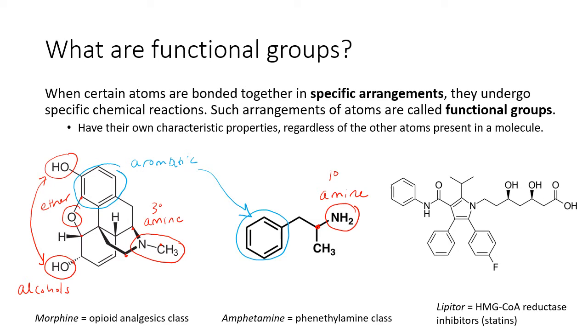And then the one on the far right is Lipitor, which is an HMG-CoA reductase inhibitor, also known as a statin. And this guy has a ton of functional groups on it. One that we haven't looked at yet is at the very right end, where we have a carbon double bonded to an oxygen, which is also bonded to an OH group. This is called a carboxylic acid. And we have a couple alcohols. Here's an OH group, here's an OH group. We have a lot of aromatic rings.